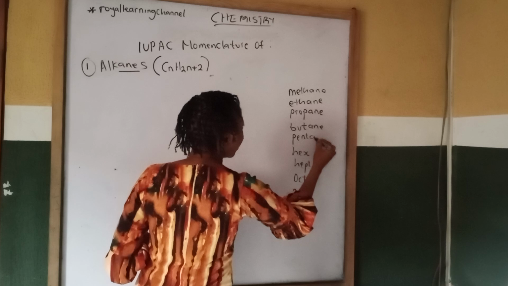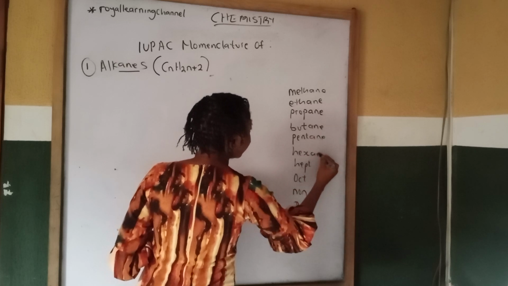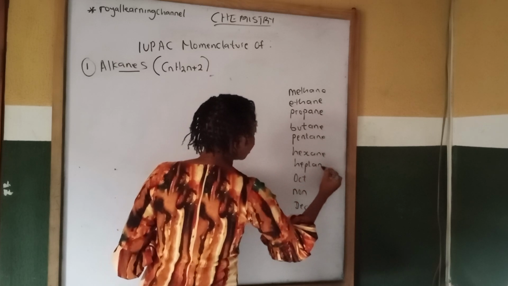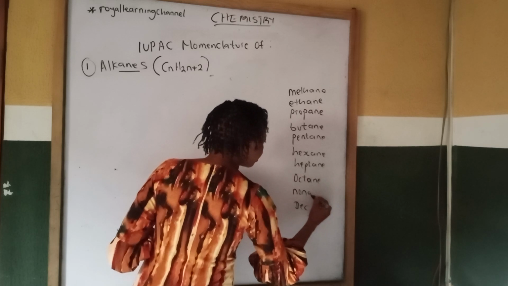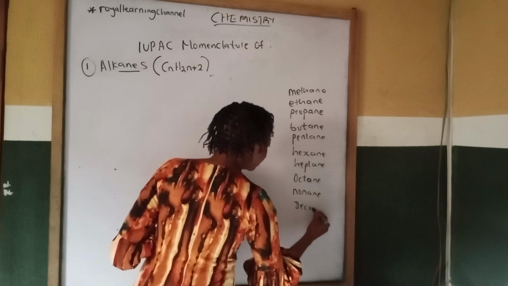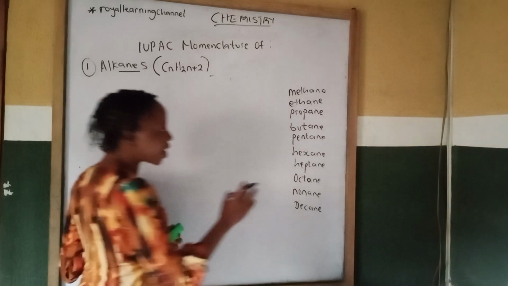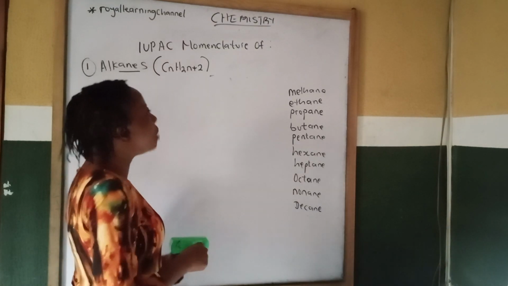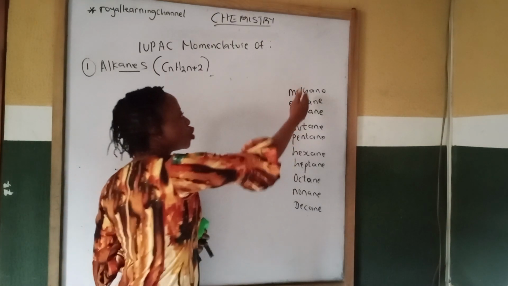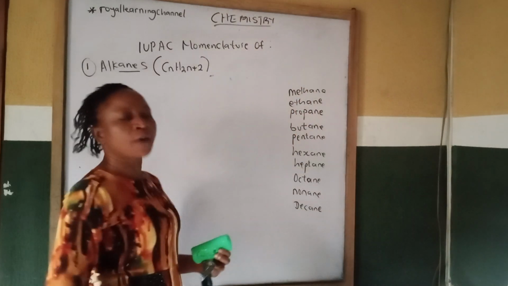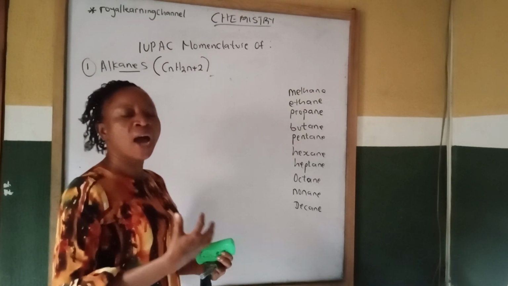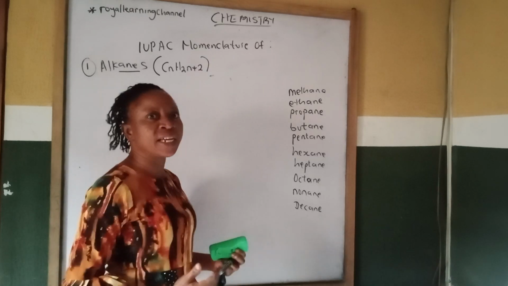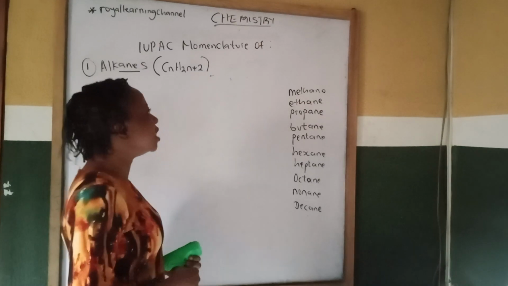Then pentane, hexane, heptane, octane, nonane, and decane. So don't forget that members of hydrocarbons start with those prefixes. Then after that, to bring out the name for members of hydrocarbon, you add their name ending.